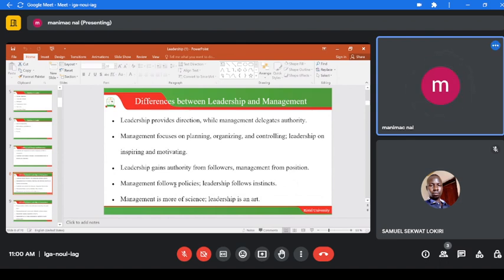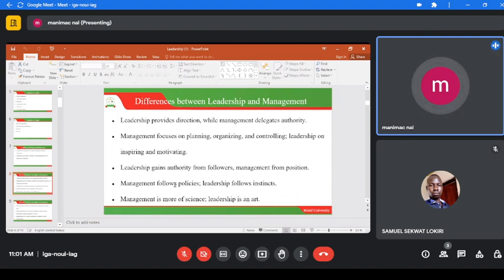Okay. Further still, leadership gains authority from followers. Management gains authority from position. So leadership gains authority from people. However, in management, you gain the authority from the position which you've been appointed to. Management also follows policies. Based on the policy of the organization, that is what a manager will use as a basis for giving authority. However, leaders follow their own instincts, or their own inner voice.